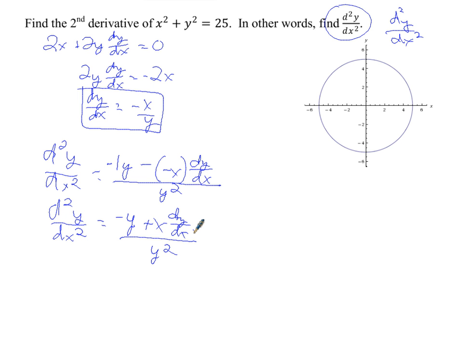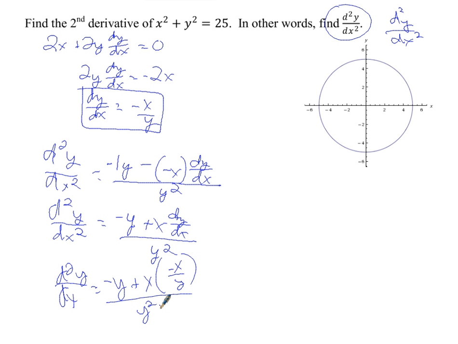You're not going to find it there. You're going to find it on this board somewhere. Oh, wait, equals negative x over y? It's sitting right here. dy over dx is this. So we substitute in negative x over y for the dy over dx right here. d squared y over dx squared equals negative y plus x times the negative x over y, all over y squared.